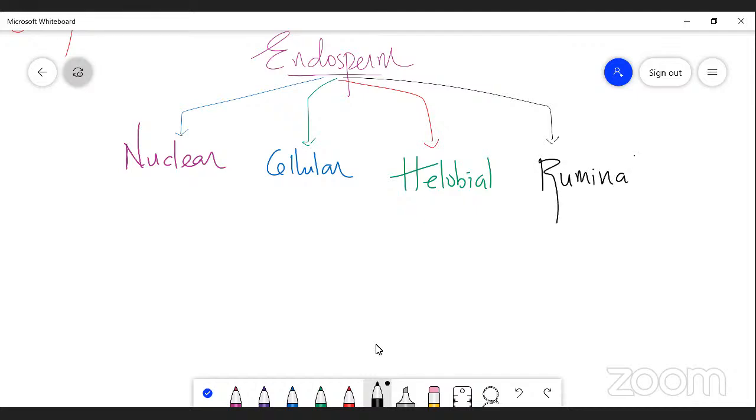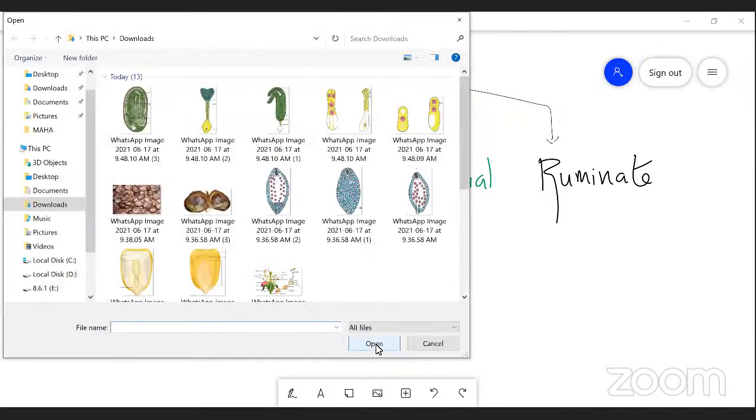Students, listen. Endosperms are broadly divided into the following types. First type is a nuclear endosperm. Actually, nuclear endosperm is a type of endosperm in which there is no cell wall formation, right? Simply, you can say, this is a structure of nuclear endosperm.